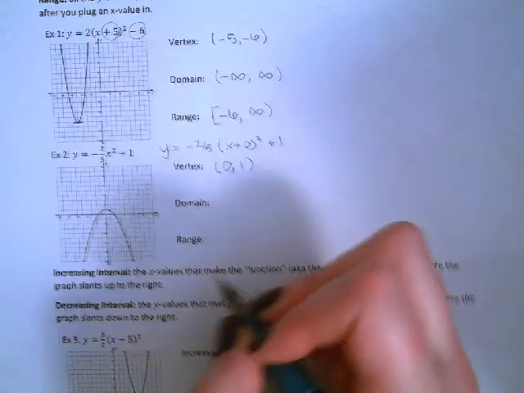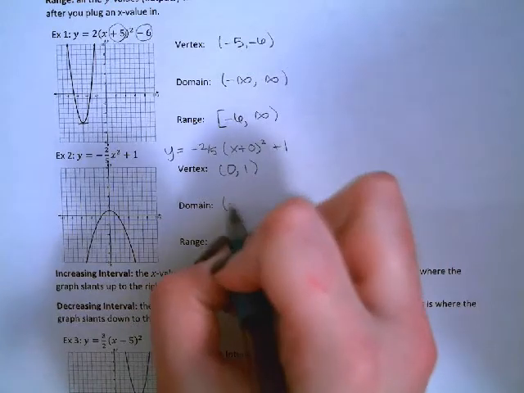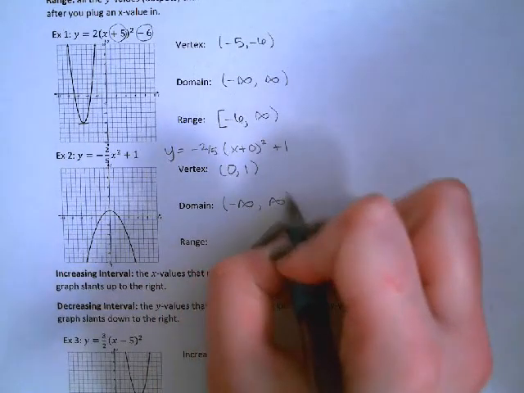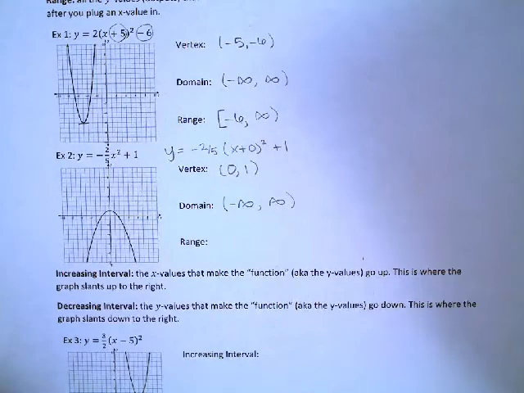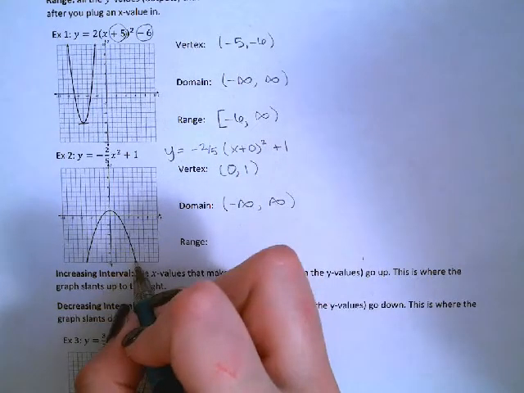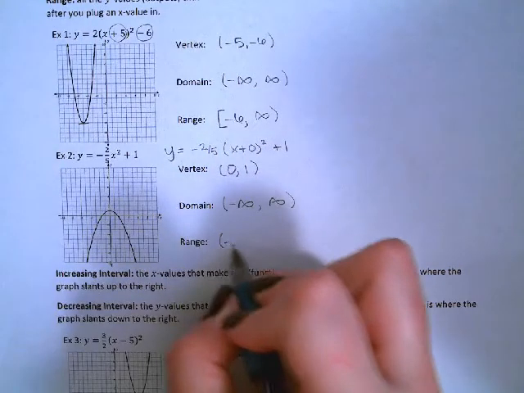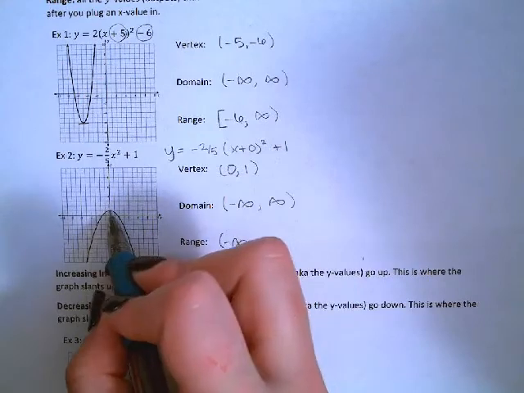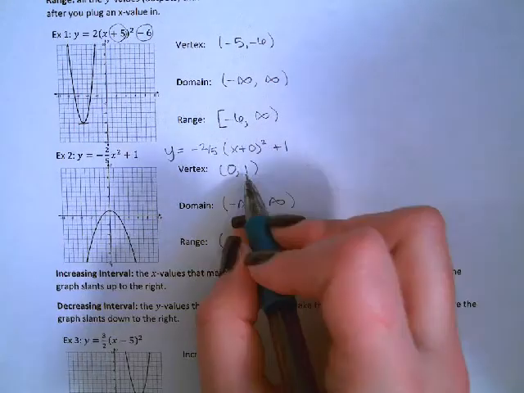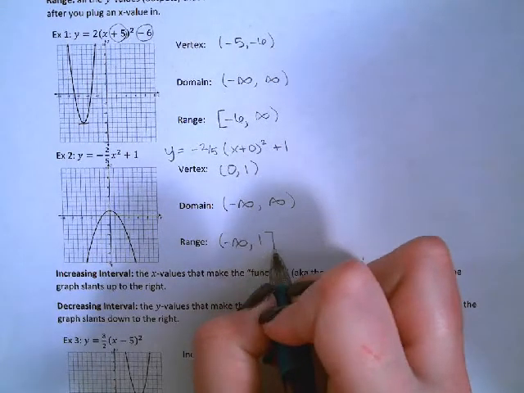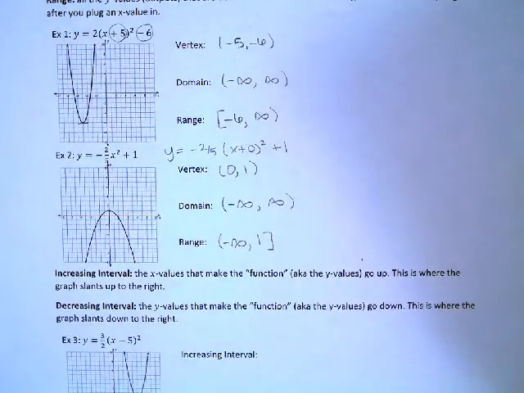The domain, again, is negative infinity to infinity, just like every other quadratic. And then the range, this graph goes down forever, so we have some arrows. And it goes up to the vertex, and we're going to use the y-coordinate, which is a 1. So negative infinity to 1.